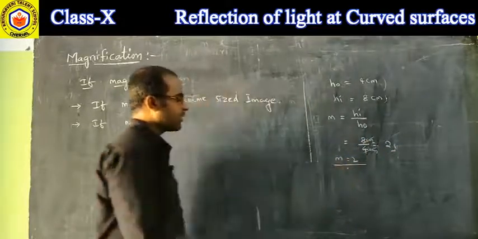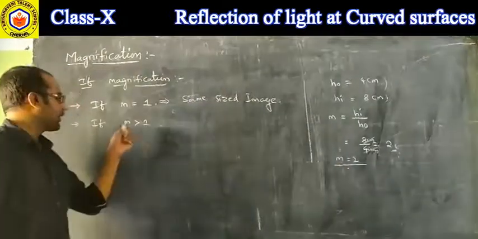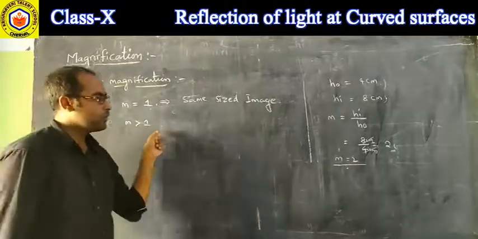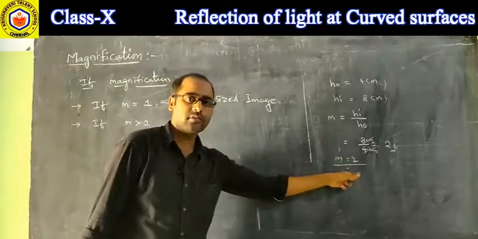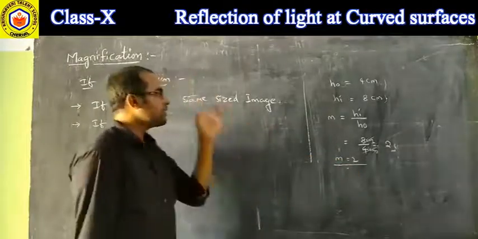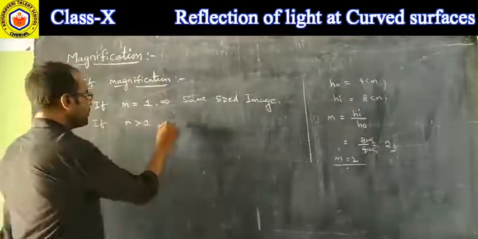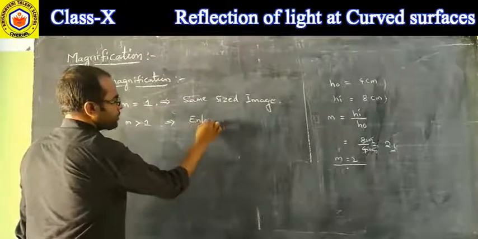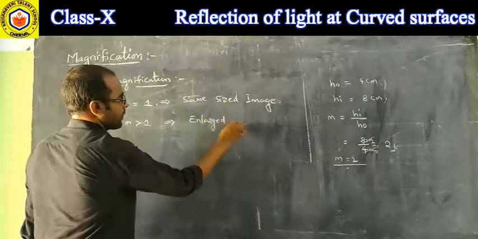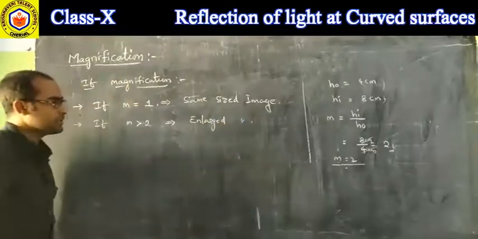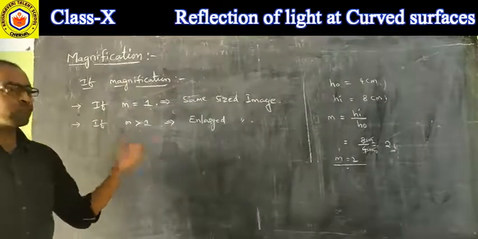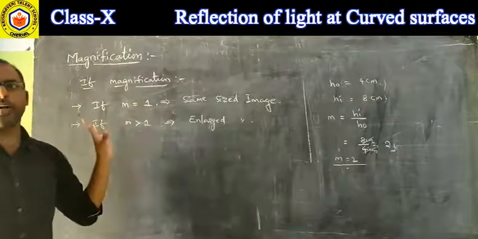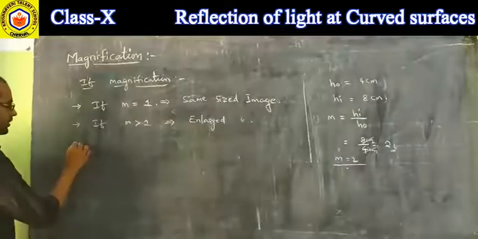Is this value greater than 1 or less than 1? Greater than 1. So when the magnification value is greater than 1, that indicates it forms enlarged images. This can be formed in the case of a concave mirror. A concave mirror can form an enlarged image.